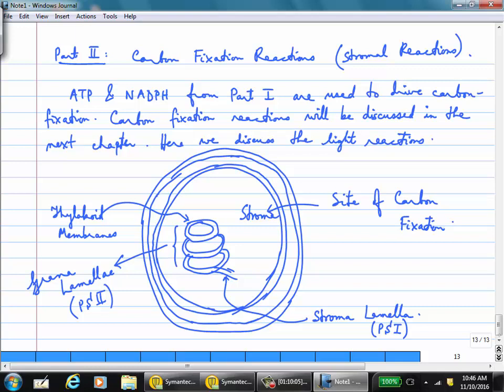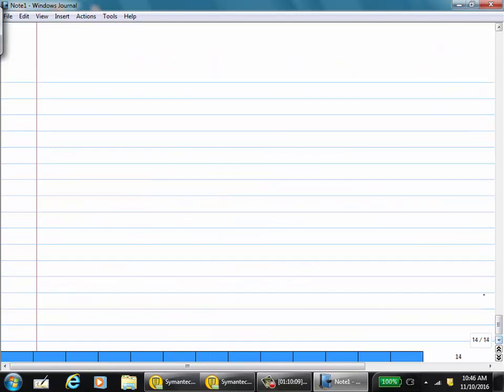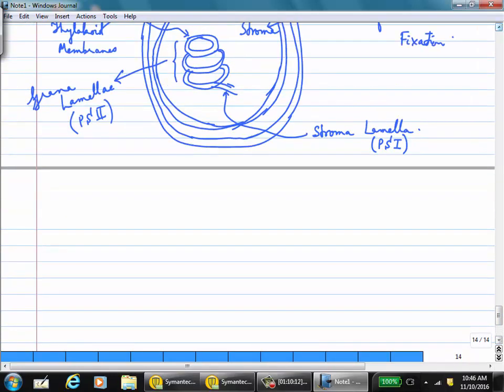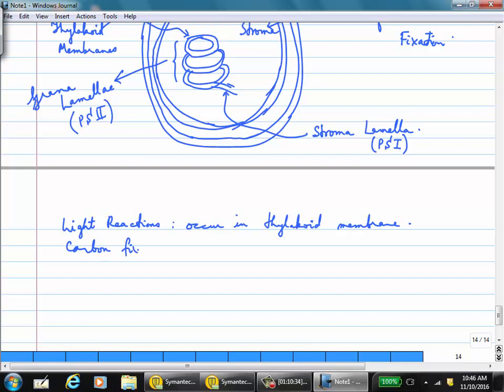Any questions? From the last picture, we can summarize that the light reactions occur in the thylakoid membrane, and the carbon fixation reactions occur in the stroma. And that explains the nomenclature for these two types of reactions.